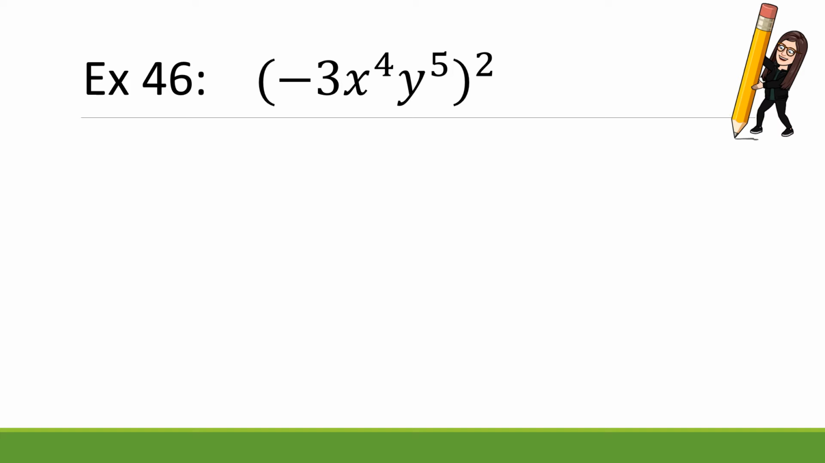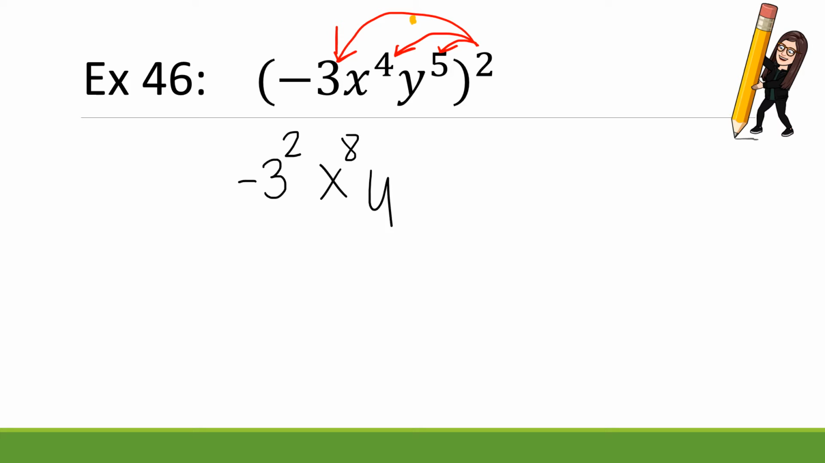Let's review power to a power. We want to distribute that power to every base in the parentheses. Technically, that 3 has an exponent of 1. When we distribute, we multiply. So that -3, 1 times 2. The x, 4 times 2. The y, 5 times 2. So don't forget about those integers out front.